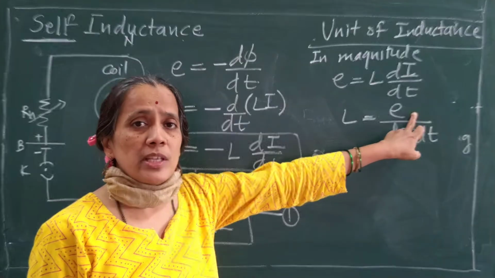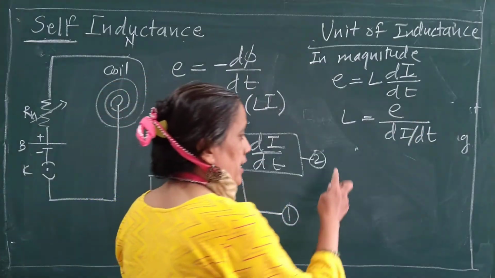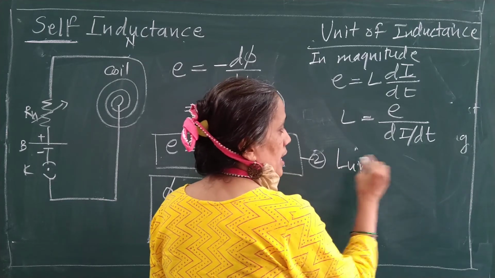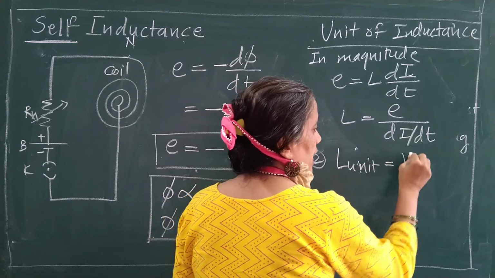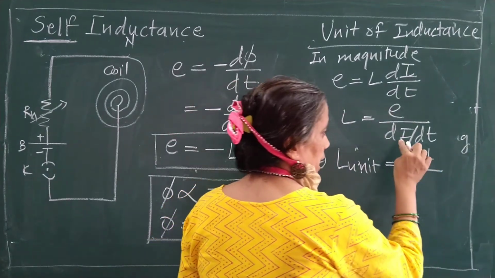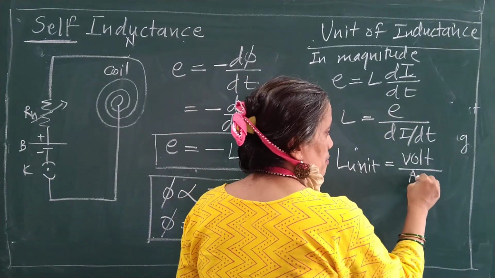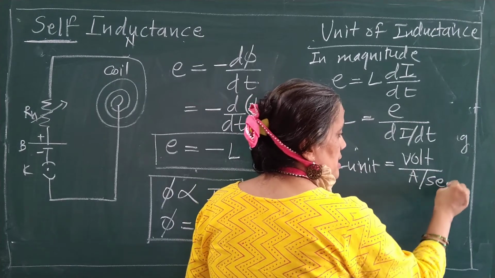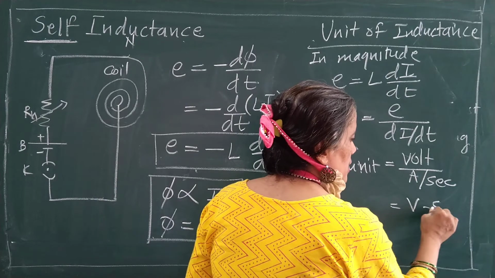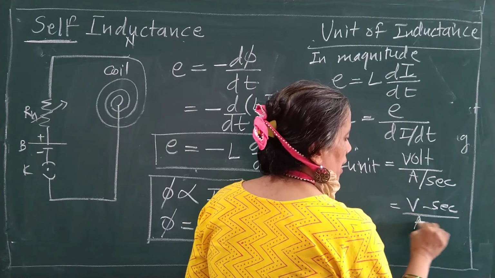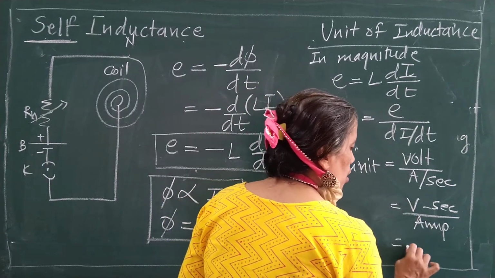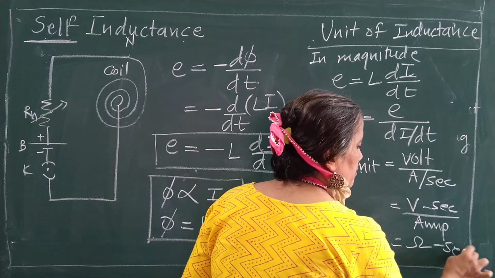And EMF is expressed in volt. So the unit of self-inductance is nothing but volt divided by di, where current unit is ampere, and dt is second. So what is the unit of inductance? Volt second per ampere. Or, since volt per ampere is ohm, I can say it is ohm second.